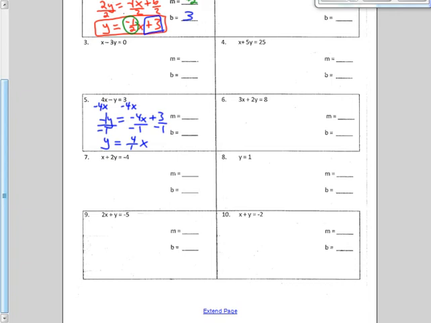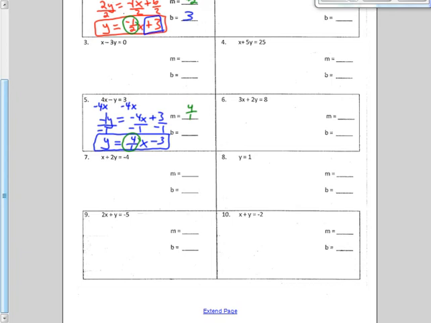But again, we want to think of this slope as a fraction, a rise over run type situation. So 3 divided by negative 1 is negative 3. So there's my slope-intercept equation. I want to name the slope. The slope is the number in front of the x.